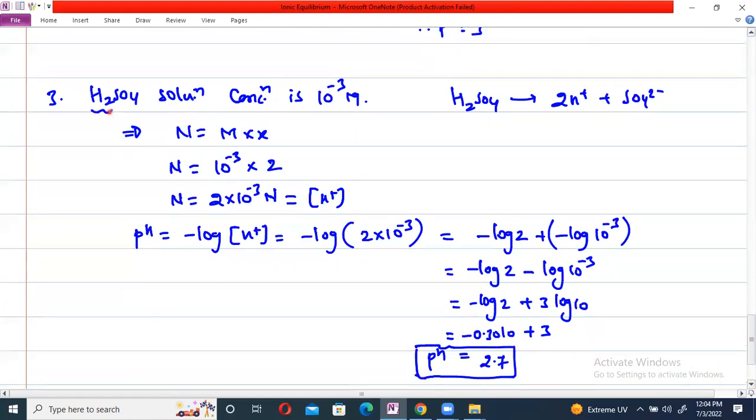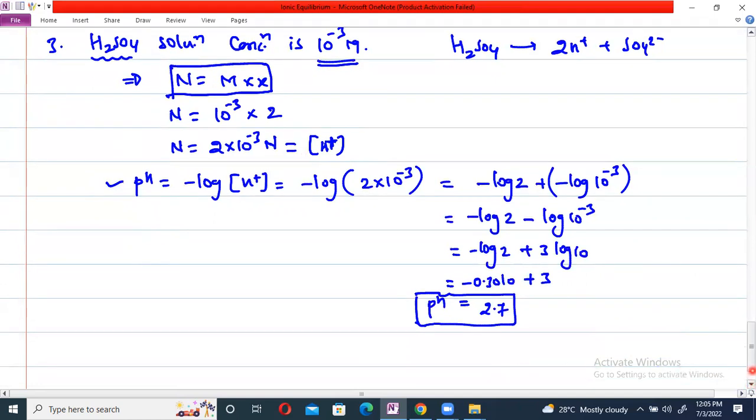Because whatever the acid or anything they give, once they give the concentration in molarity, first we have to convert it into its normality. If it is an acid, consider H plus, and if it is a base, consider OH minus. If it is H plus, get the pH; if it is OH minus, get the pOH. Example number 4 I also want to discuss here.